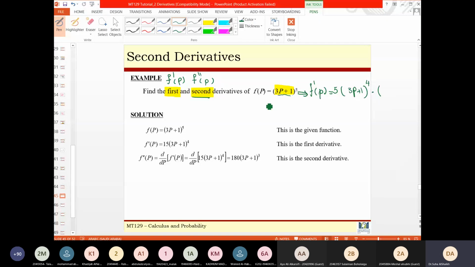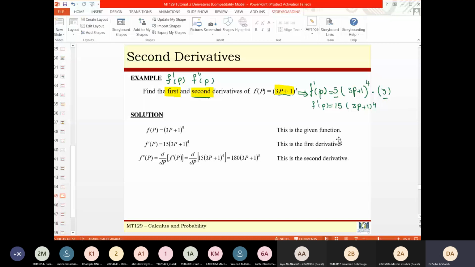What's the derivative of 3p plus 1? It's 3. And now Abdulaziz, you were asking where we got the 4 from? See? I have the 5 and I have the 3 as well. We multiply them. This is 15 now with the 3p plus 1 to a power 4. This will be my f dash of p. And this is the first derivative. I'm done finding the first derivative.